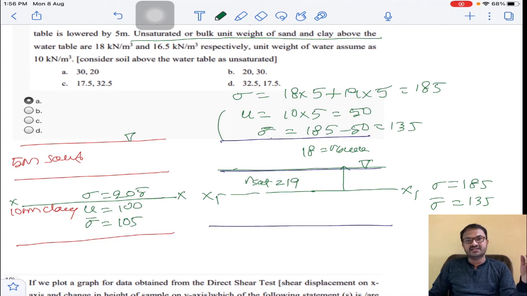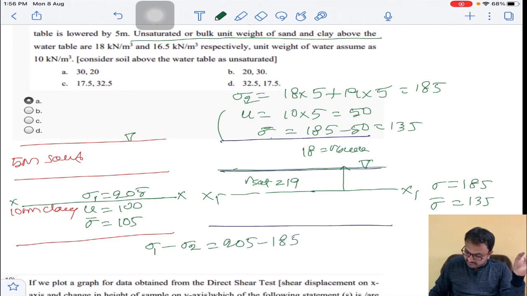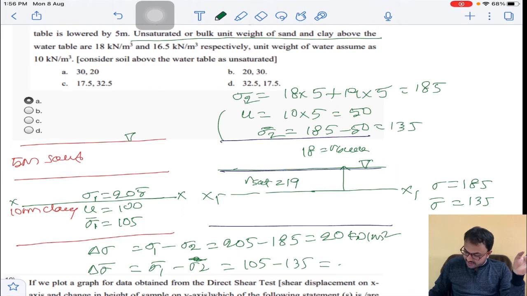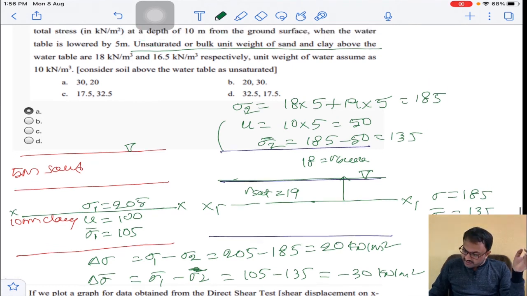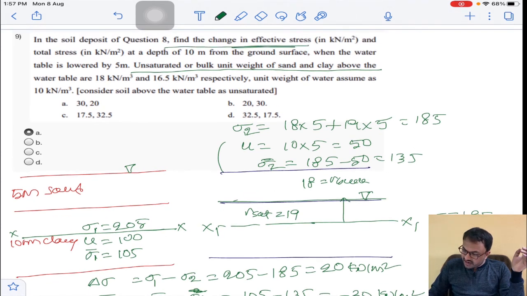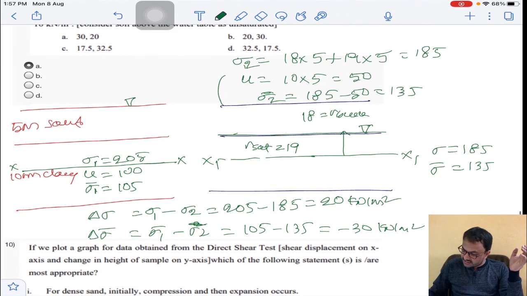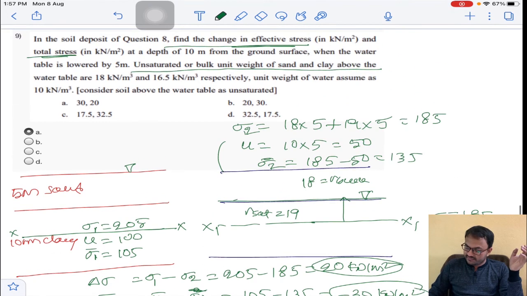He asked us to calculate, from the previous case to the present case, the change in total stress and the change in effective stress. Taking the first case as 1 and the second case as 2, sigma 1 minus sigma 2 is 205 minus 185. The difference, delta sigma, is 20 kilonewton per meter square. Delta sigma bar is sigma 1 bar minus sigma 2 bar, so 105 minus 135, it will be minus 30 kilonewton per meter square. He asked for the change irrespective of the sign. The change in effective stress is 30 and total stress is 20. 30 and 20 are the answers, not 20 and 30. Be careful. Clear?